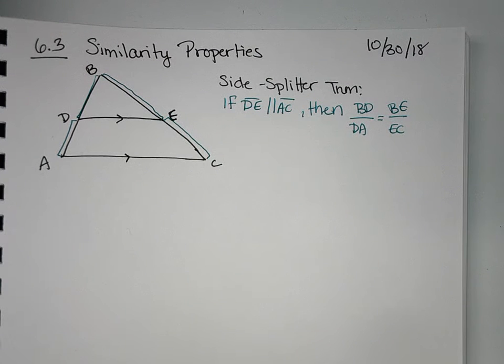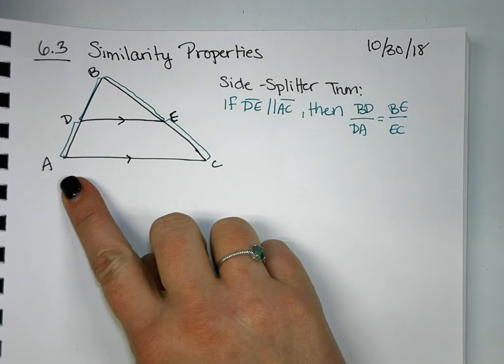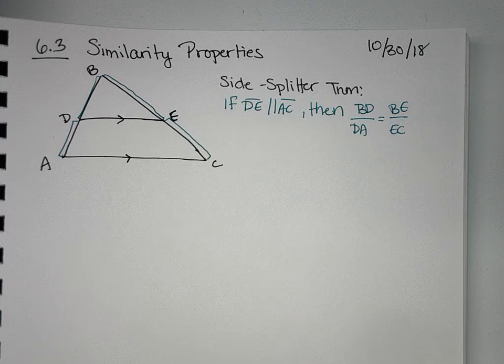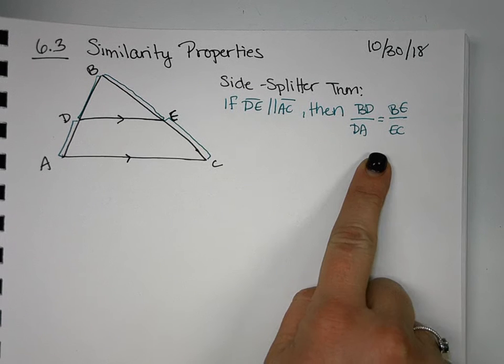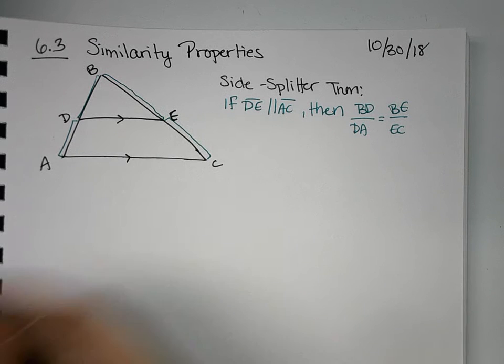And so the thing that you want to keep in mind, though, is if we do not have parallel lines, or if we do not know they're parallel, we have to go back and do it the way we had done it before. And the way we had done it before was BD over the whole side BA and BE over the whole side BC. So it depends on if you see those parallel markings or not. If you see them, you can set up your theorem this way. If you don't see them, you go back to the way we had done it. Okay, so let's look at an example of how we would use the side splitter theorem.